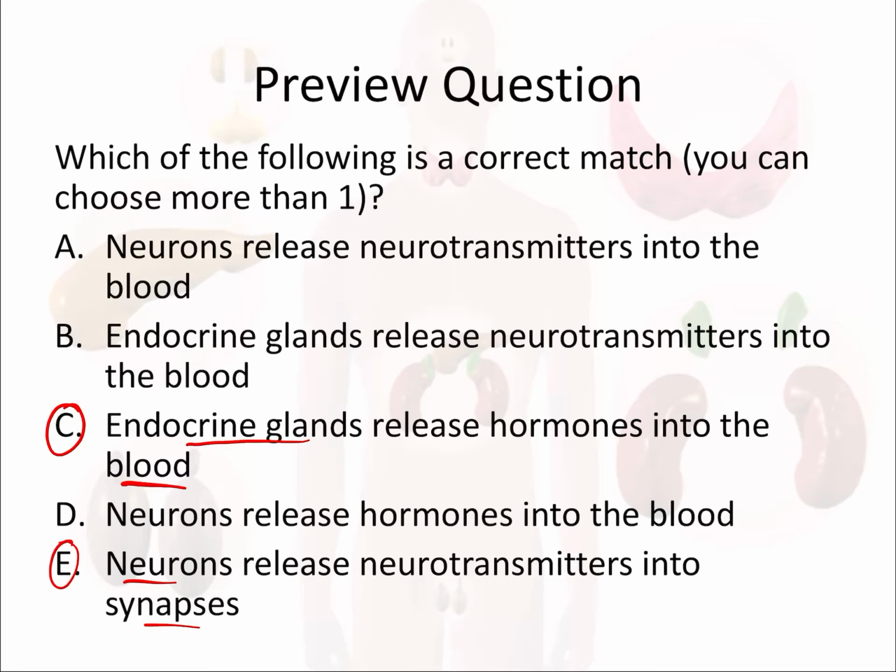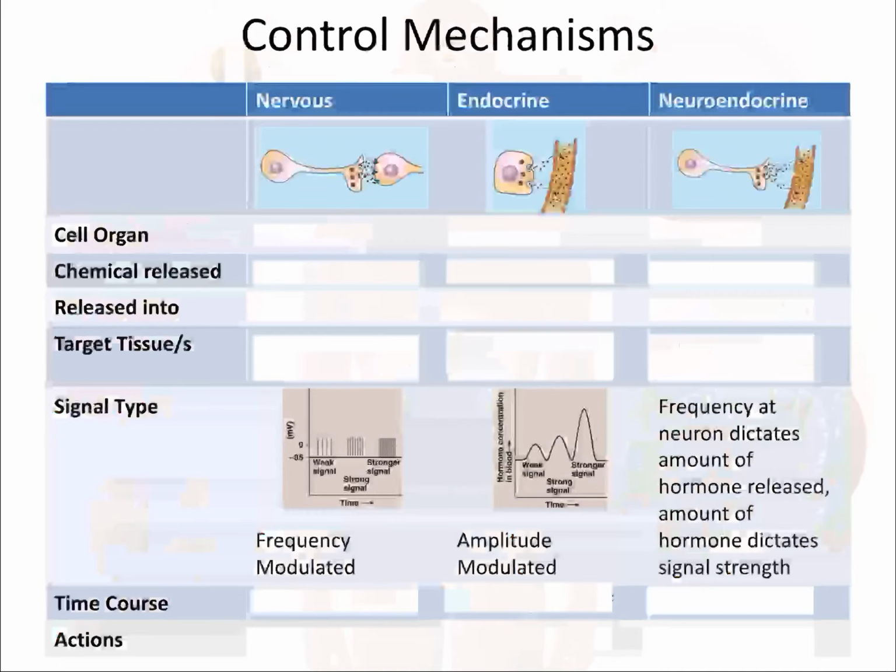The one other case that could possibly be true is this one right here: neurons releasing hormones into the blood. This is what's called neuroendocrine function. We'll talk more about that.